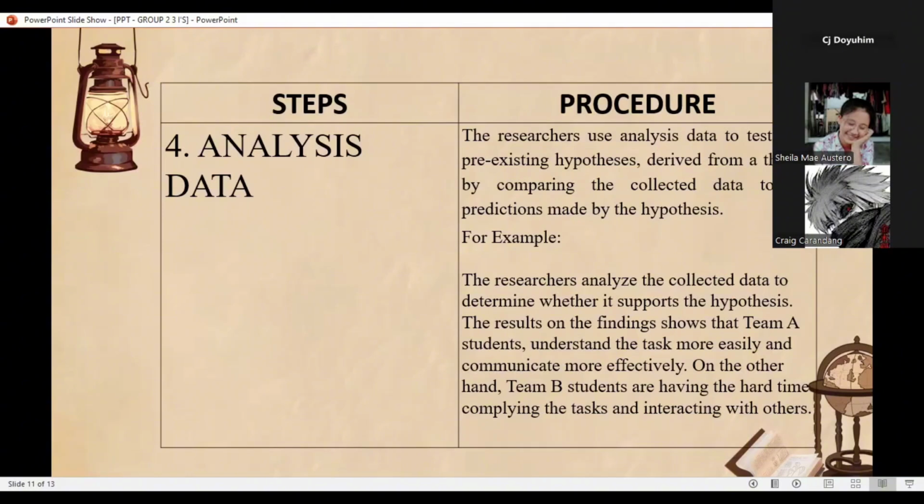Step 4. Analysis of data. Procedure. The researchers use data analysis to test their pre-existing hypothesis derived from a theory by comparing the collected data to the predictions made by the hypothesis. For example, the researchers analyze the collected data to determine whether it supports the hypothesis. The results show that Team A students understand the task more easily and communicate more effectively. On the other hand, Team B students are having a hard time complying with the task and interacting with others.